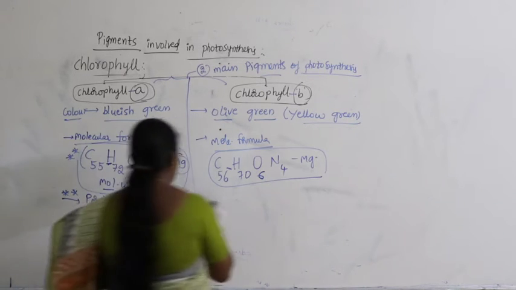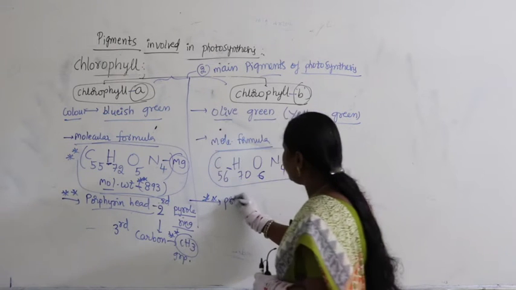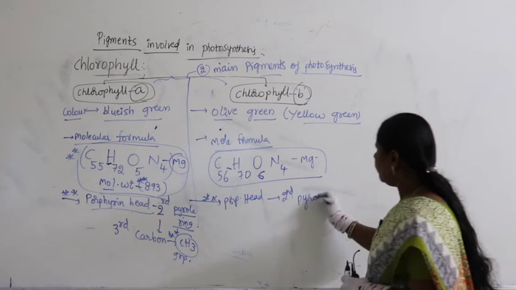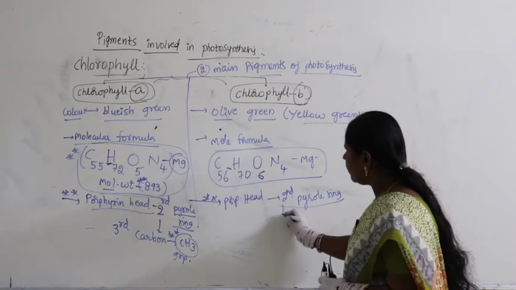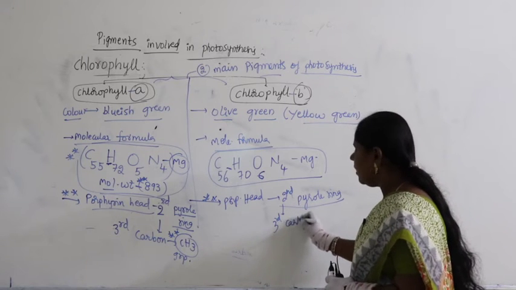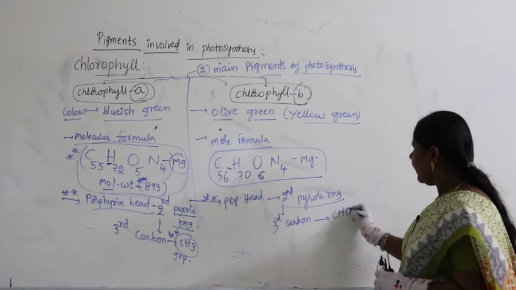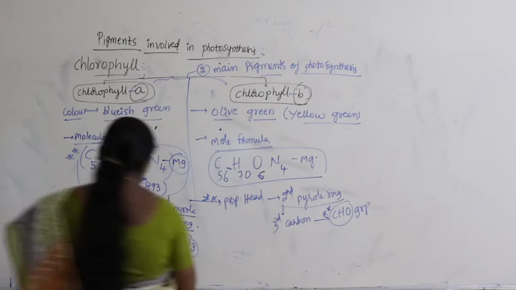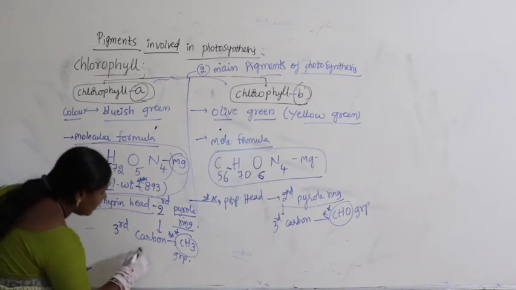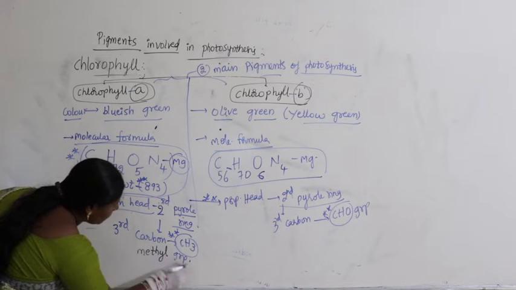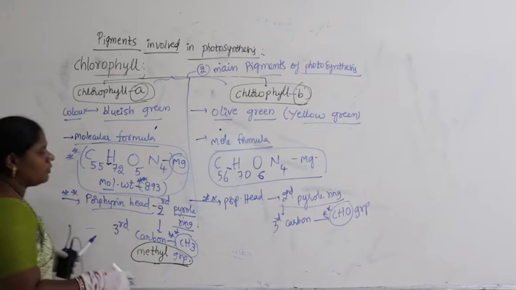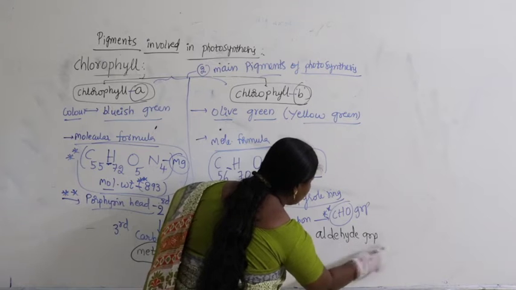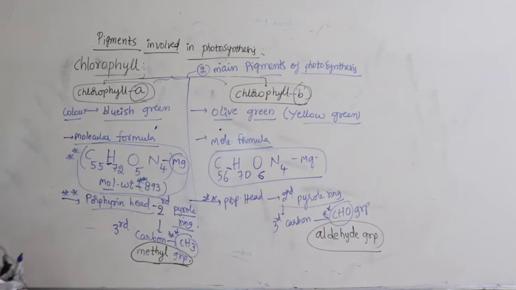Now coming to chlorophyll B, same, I am writing the porphyrin head, no doubt, second pyrrole ring. In the second pyrrole ring, which place? The third carbon will be having an aldehyde group. So this is the group you find. What is the group you find here? This group is a methyl group, and this group is an aldehyde group. See, that is the main difference.